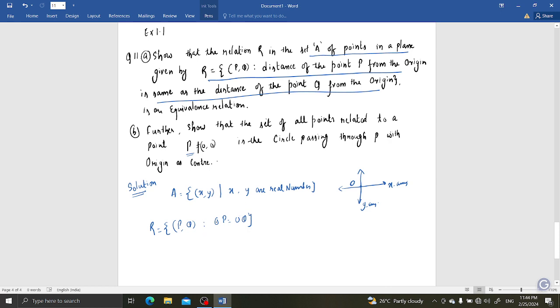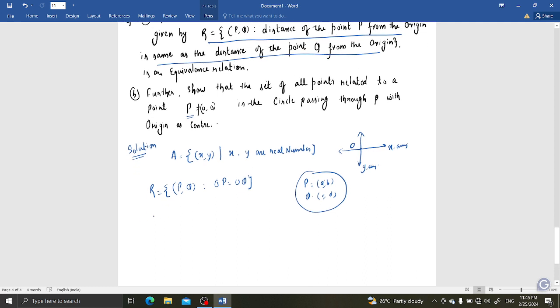So actually the relation R is the collection of all the ordered pairs (P, Q), where P is a point in the xy plane and Q is also a point in the xy plane, such that the distance of the point P from the origin is equal to the distance of Q from the origin. Point P is also like some (a, b) type, and point Q is also like (c, d) type, because these are the two points. Now these are the representation in a Cartesian plane.